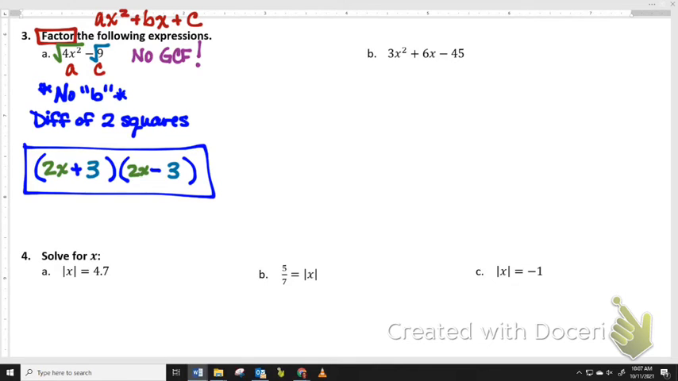Part B. Do I have A, B, and C, or is somebody missing? I have A, B, and C. Is there a GCF? Yes. What will go into everything? 3. So we're going to take a 3 out of each piece. That becomes part of my final answer. You just leave it as 2x plus 3 and 2x minus 3? The directions said to factor it. It didn't say to solve it. So yes, right. Good question, though.